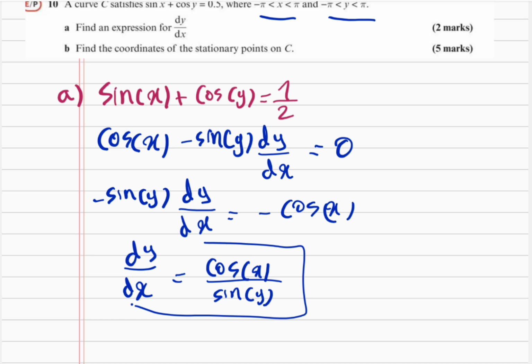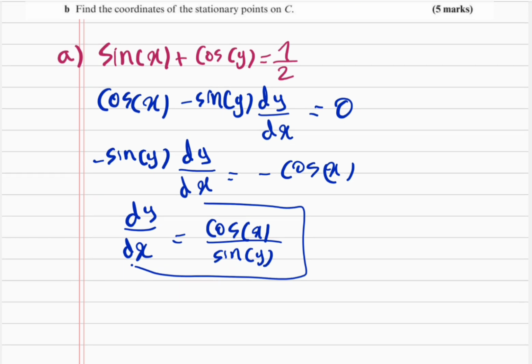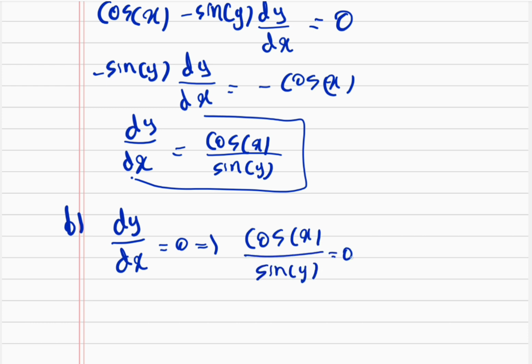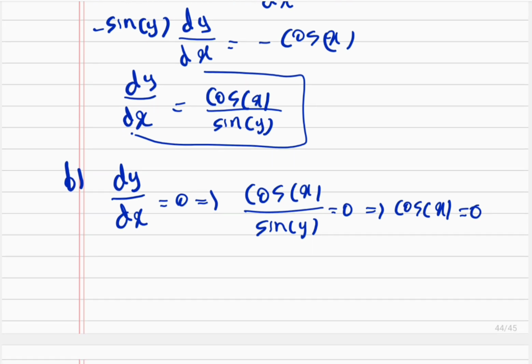In part B, we are asked to find the coordinates of the stationary points on C. Whenever we want to find the coordinates of the stationary points, we need to solve the equation dy/dx is equal to 0. The solutions to that equation give us the coordinates of the stationary points. In this case, dy/dx equal to 0 means cos x divided by sin y is equal to 0, which means cos x equals 0. And we just need to solve this equation.